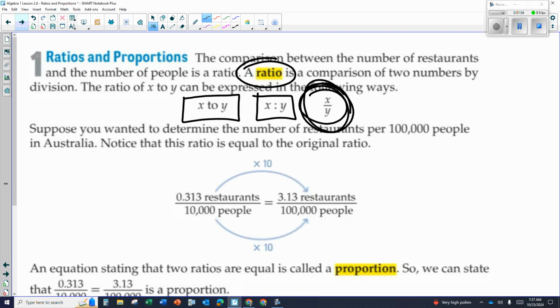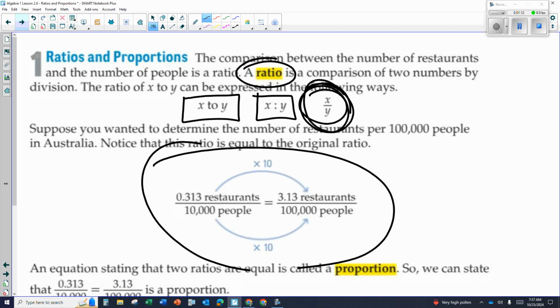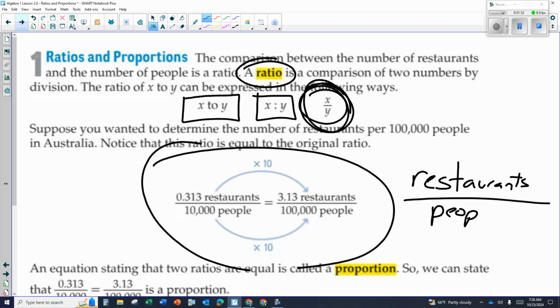So if one ratio is equal to another ratio, then we have a proportion, which is what we have here for the word problem that's given there. So notice in the numerator we have restaurants and the denominator is people for both of those ratios. I like to call that the key ratio. So my key ratio is going to be restaurants in the numerator, the number dealing with restaurants, and people in the denominator.